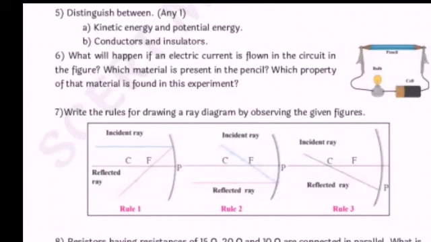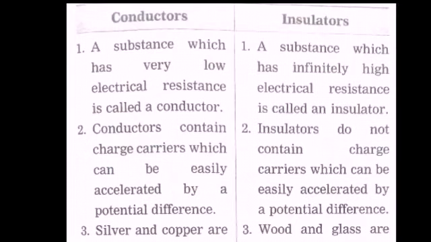The second one is conductors and insulators. Friends, we have to write any one of these two. Let's see the difference between conductors and insulators. First, a substance which has very low electrical resistance is called a conductor, and a substance which has infinitely high electrical resistance is called an insulator.